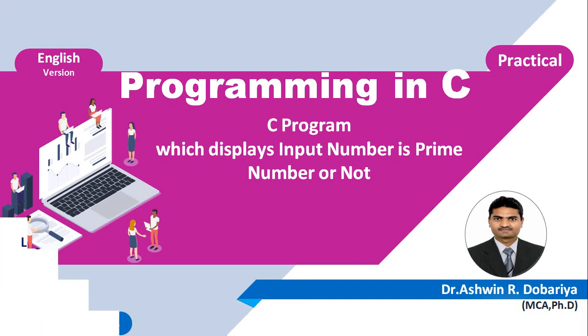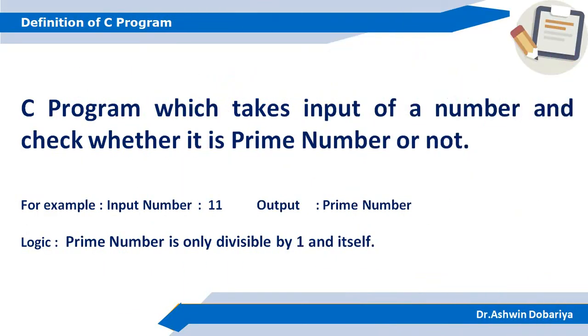In this program, first of all, friends, you should be aware of what a prime number is. So first let me discuss the definition. It is a C program which takes input of a number, and the program will verify whether the input number is a prime number or not. The definition of a prime number is a number that is only divisible by 1 and itself. It will not be divisible by any number other than 1 and itself.